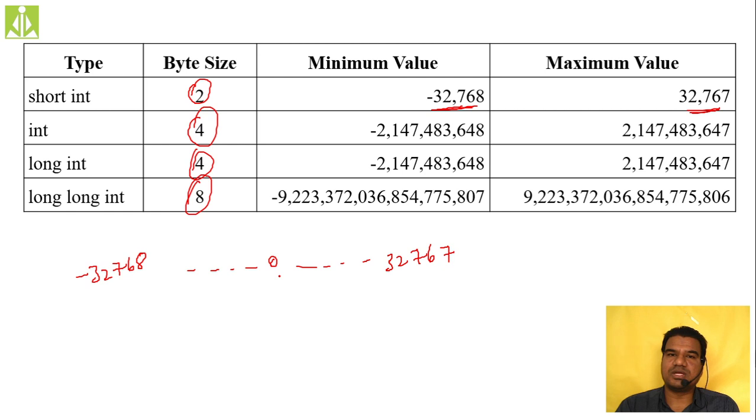0 also counts as one, isn't it? So to include that 0, it has been reduced from the positive side. So all the values between minus 32,000 to plus 32,000, this much you can store into an integer variable.